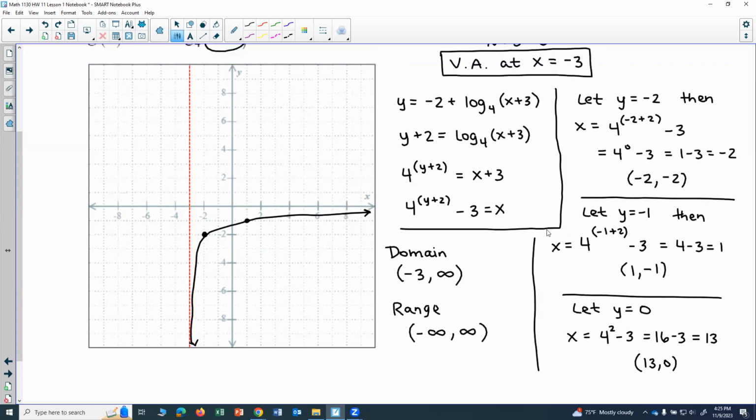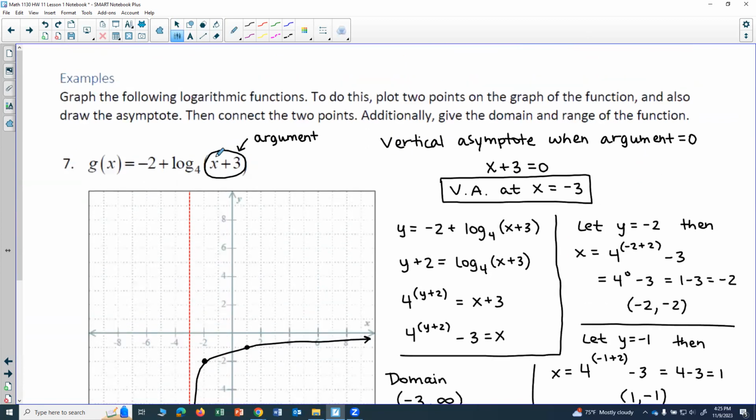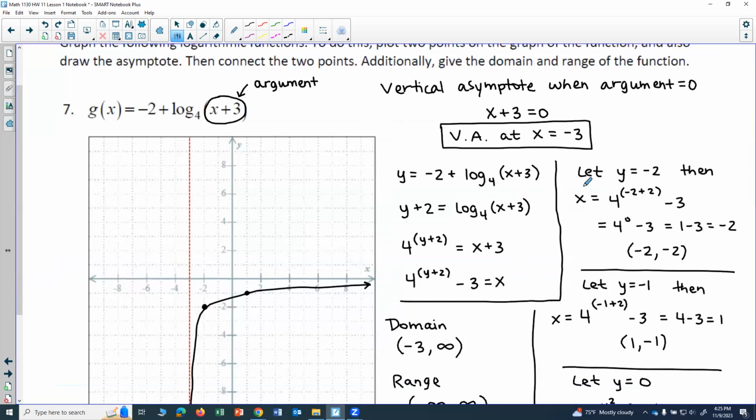So as a summary, what you want to do is first find the vertical asymptote by taking the expression that's plugged into the logarithm and setting it equal to 0. Then you change your logarithmic function to an exponential equation, pick values for y, and then use those to get the corresponding x values in order to get your ordered pairs.